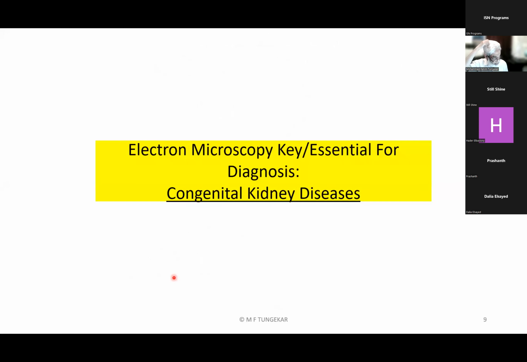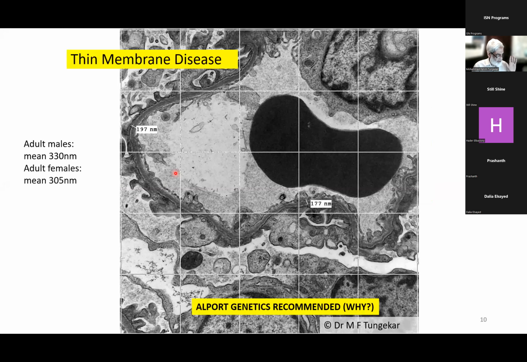Now, let's look at some examples of EM, which is essential in diagnosis of congenital kidney disease. I'll start off with this fairly not infrequent disease, thin membrane disease, which often presents with asymptomatic microscopic hematuria with normal renal function quite early in life, often discovered in a screening process. And these patients have a diffuse thinning of basement membrane.